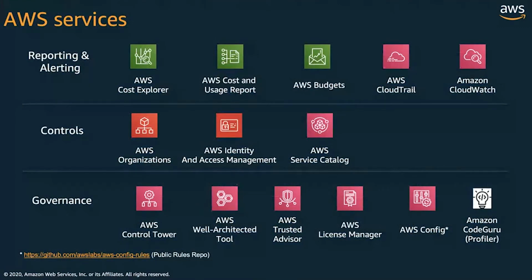I'm going to go through these services as we walk through the presentation, but broadly speaking, these services fit into reporting and alerting type services. So Cost Explorer, the cost and usage reports, budgets, we're actually going to configure a budget. Control type services, so AWS Organizations and IAM, our identity and access management, fit into that control category. And then governance categories as well, things like Control Tower or our Well-Architected process, Trusted Advisor, things that give you governance around your use of AWS.